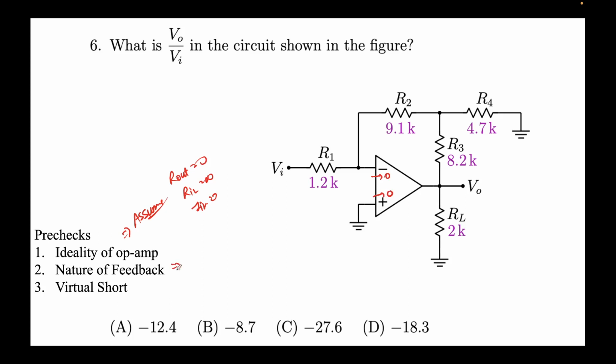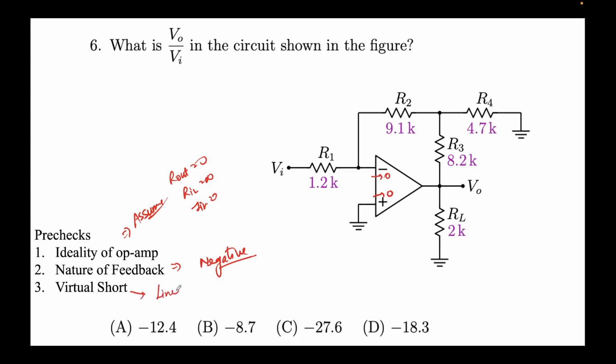Okay, nature of feedback, what is the feedback that we see? The output terminal is talking to the negative terminal, so this is a negative feedback, and we have seen that in negative feedback usually what we see is stable circuits, right? Virtual short, we can use that.